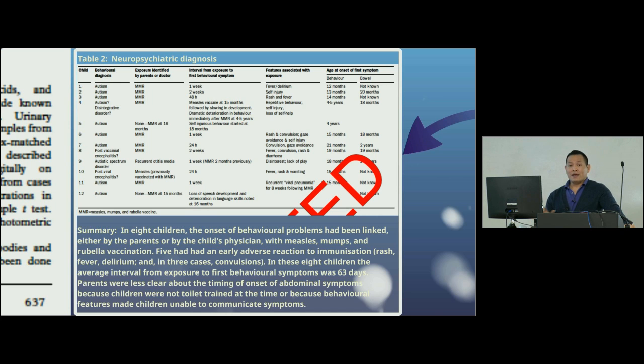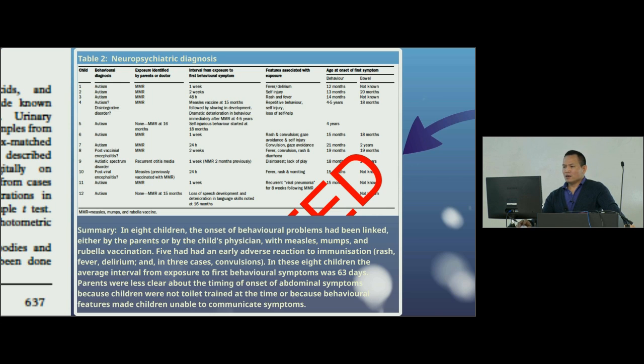Then they look at whether they were exposed to the MMR vaccine, the measles, mumps, rubella vaccine. Look at here, all of them got the MMR vaccine. And then they look at the interval from exposure to first behavioral problem. So they look at when they were first immunized, and then how long it took them to show signs of some sort of behavioral abnormality.